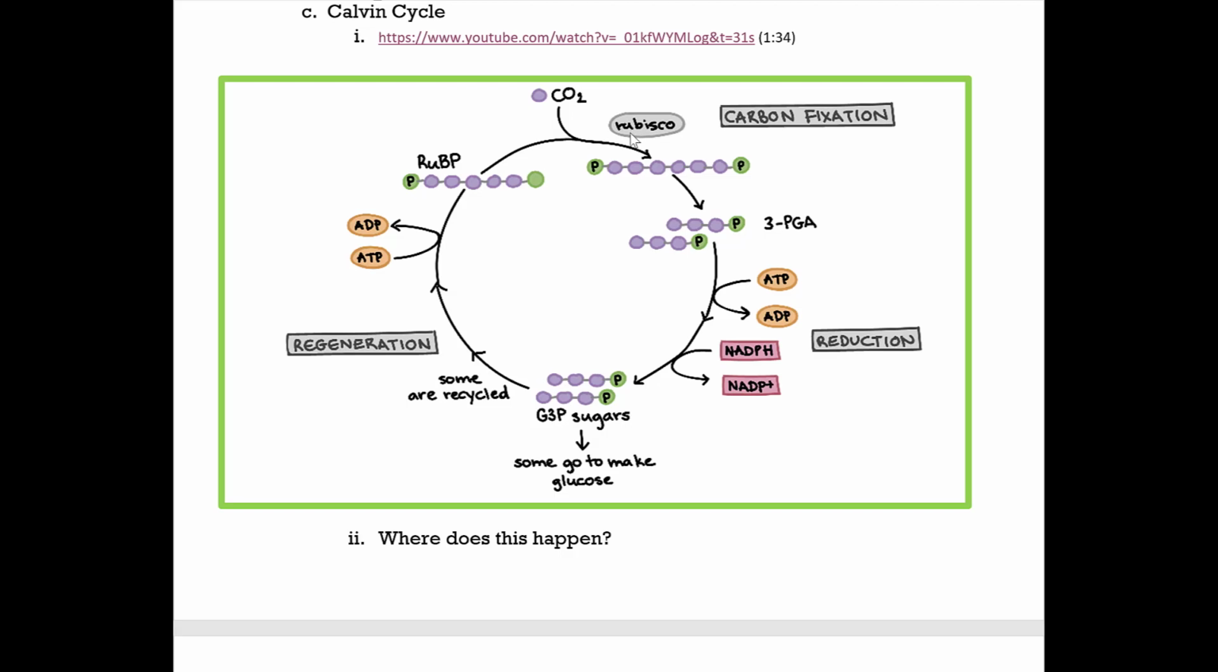And a typical question for this part of the Calvin cycle would be to ask what the substrates are and what the products are for this particular reaction. So the substrates would be RuBP and carbon dioxide. And the carbon from carbon dioxide will be removed and added to RuBP.